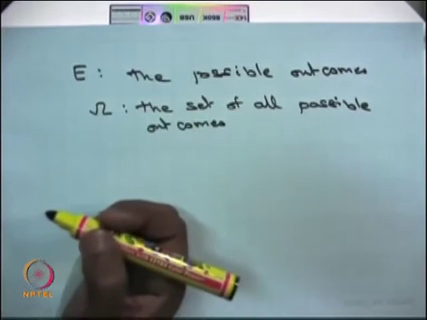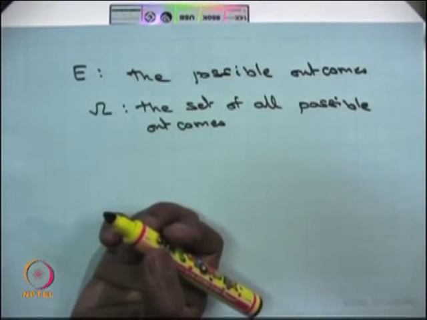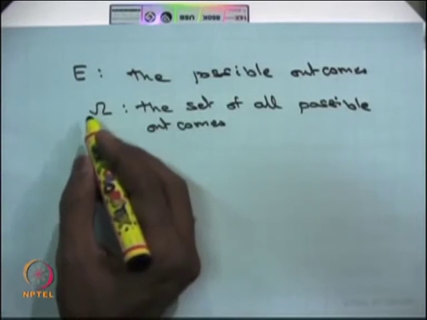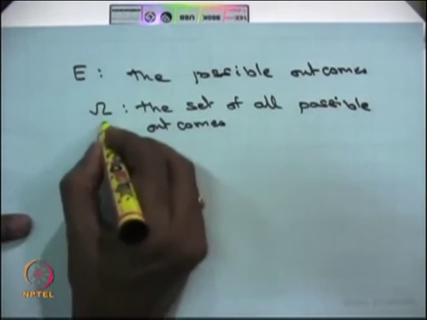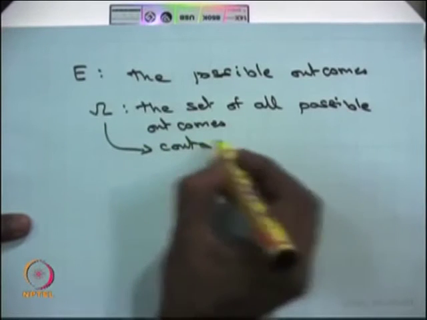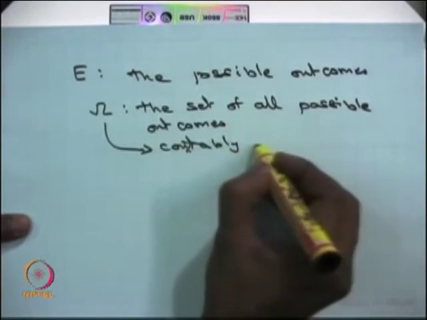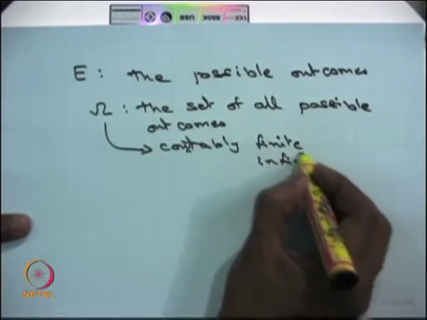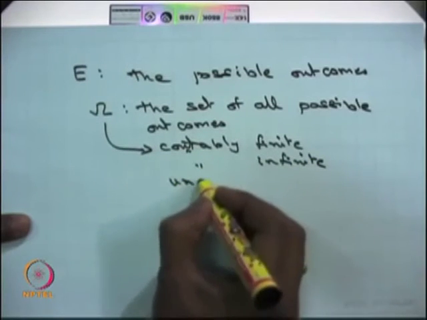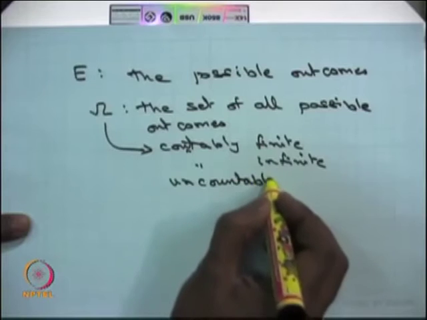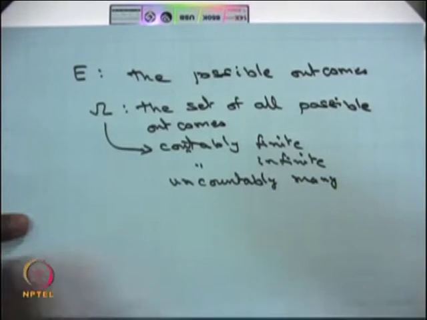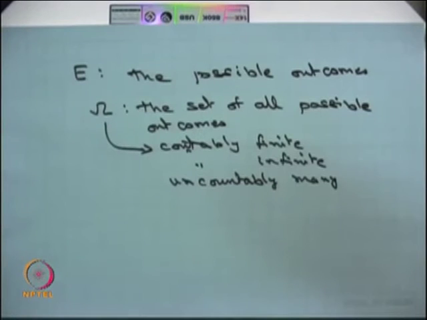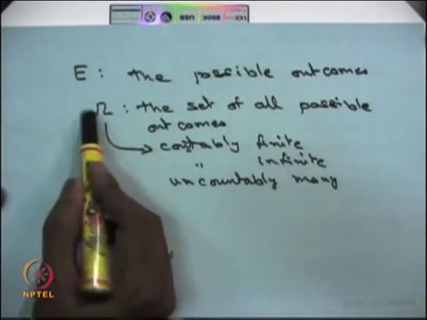The outcomes could be numerals or non-numerals, and the set omega could be countably finite, or it could be countably infinite, or it could be uncountably many also. So, the way you have chosen the random experiment, when you start collecting the possible outcomes, that collection I am going to put in the collection called omega.